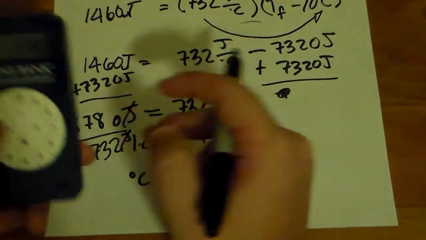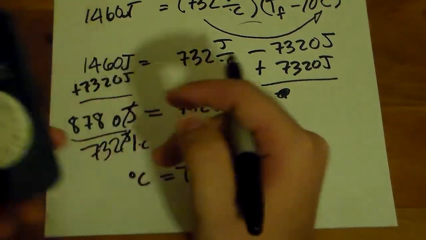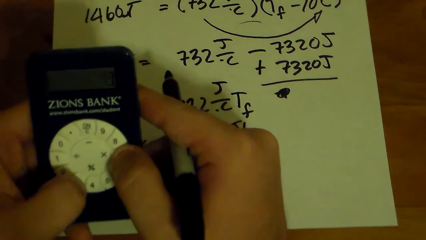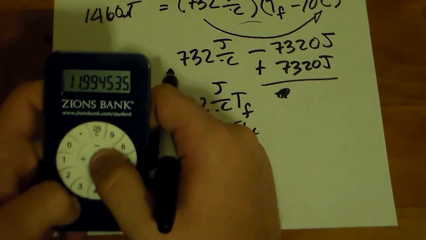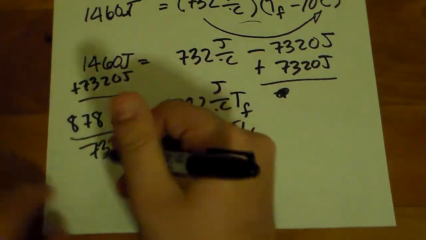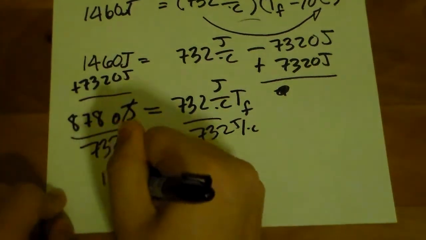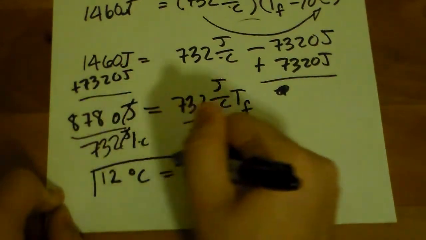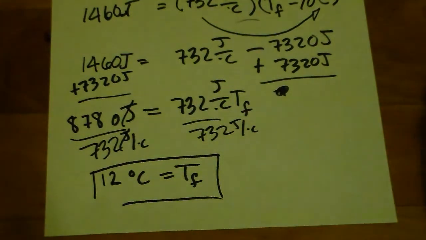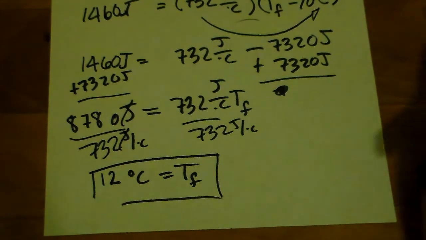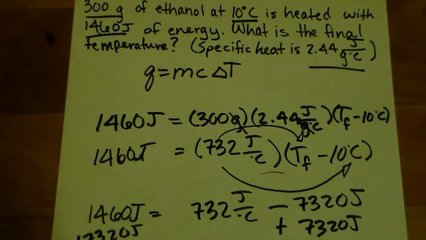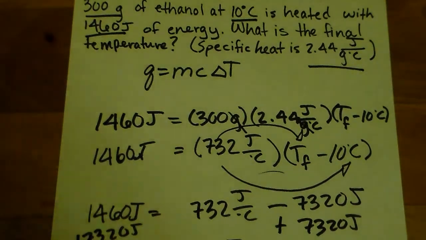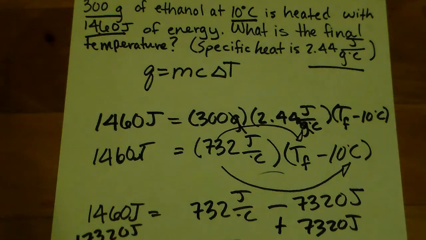So 8780 divided by 732. That will come out to be roughly 12 degrees Celsius, since we're just going to round here. So the final answer for this problem is 12 degrees Celsius for the final temperature. We can plug it back into this equation, but you can do that on your own, but most likely that will be the correct answer.